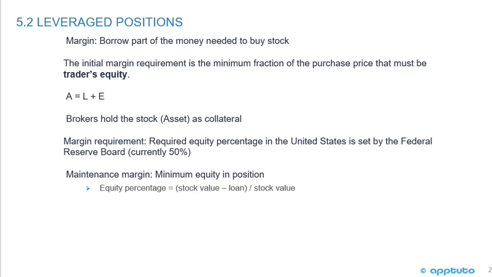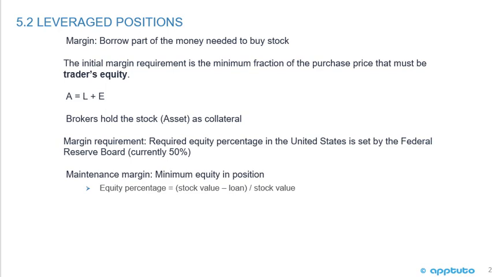A lot of times I like to look at these questions going back to assets equals liabilities plus equity. The asset is the stock that you're buying, the equity is the money that you're putting in, and the liability is the money that you're borrowing. When we calculate the returns on the trade, we're looking at the return on equity for all intents and purposes.